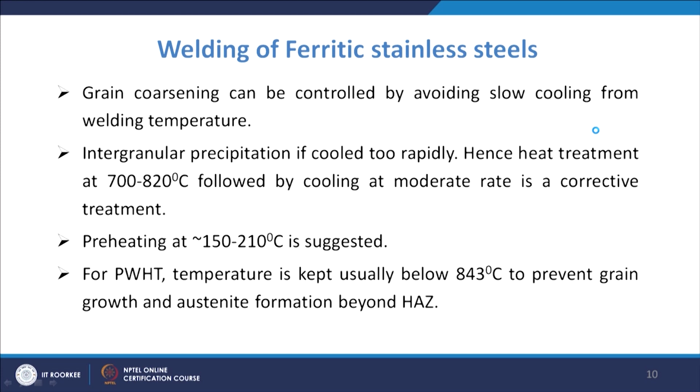Then preheating at about 150 to 210 degrees centigrade is suggested, and the post weld heat treatment temperature is generally kept below 843 degrees centigrade to prevent grain growth and austenite formation beyond the heat affected zone. So, these kinds of precautions are taken in the case of the ferritic stainless steels.